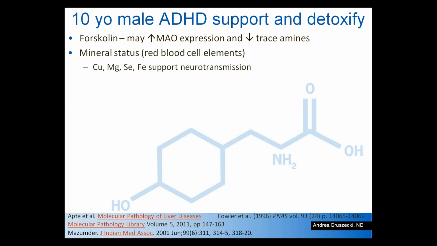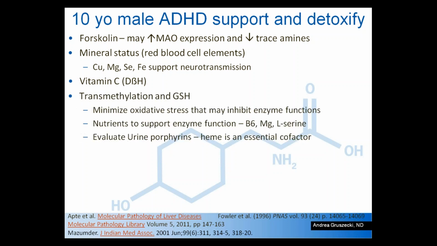We would want to assess nutrient element levels in red blood cell elements profile, and then supplement any minerals that were found to be deficient to further support normal enzyme functions. We would want to supply vitamin C, which is an essential cofactor to convert dopamine to norepinephrine. And as indicated by testing, we would want to provide nutrient supports for the enzymes of the transmethylation pathway. Heme is an essential cofactor for the conversion of cystathionine into cysteine. So we would want to evaluate urine porphyrins, which look at the enzymes of the heme synthesis pathway. And as discussed, that pathway can be disrupted by toxic exposures.